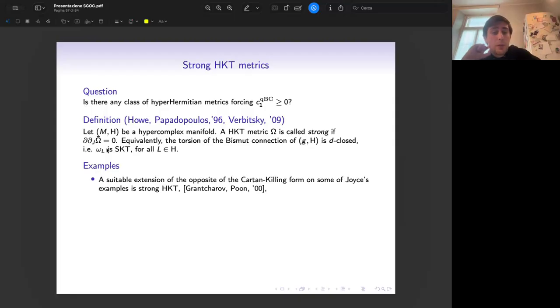Some examples were provided by Grantcharov and Poon, where they proved that a suitable extension of the opposite of the Cartan-Killing form on some Joyce examples is strong HKT. But this extension can be done just under the additional assumption of satisfying some algebraic condition, which is not always the case. So these metrics are just on a class of Joyce examples.